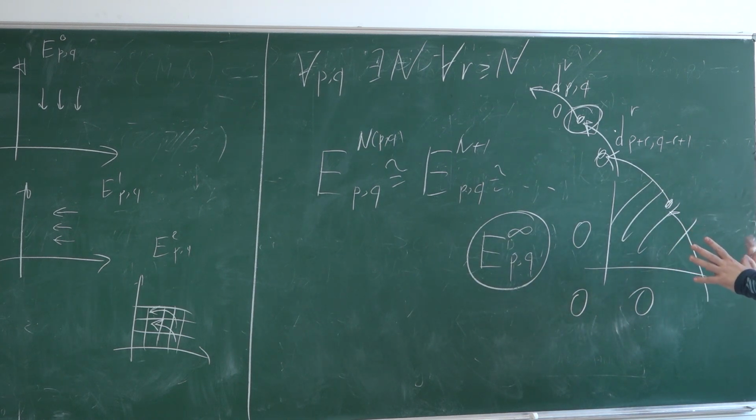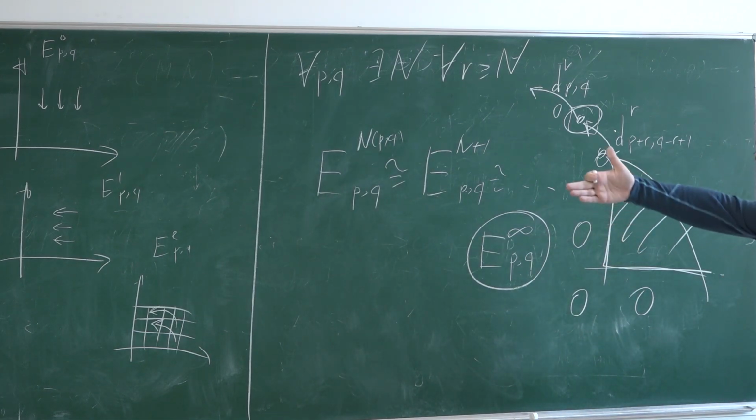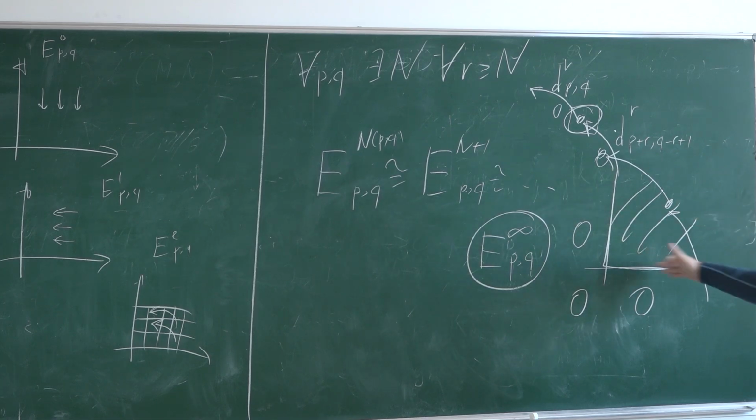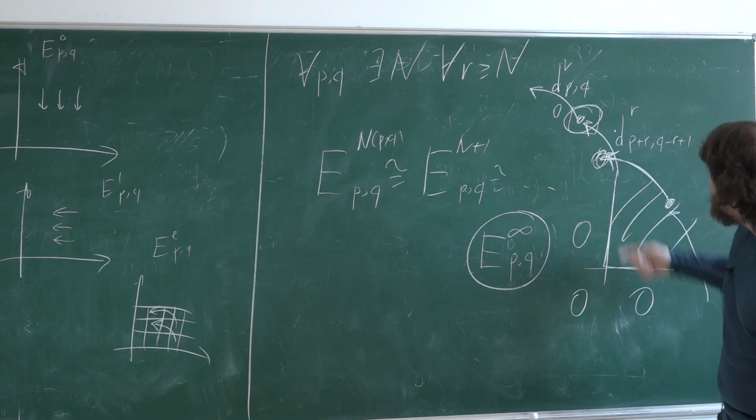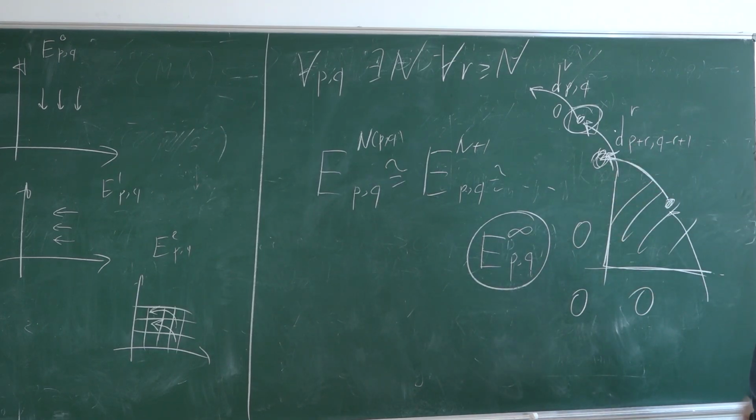For example, if you have some page of the first quadrant, then by definition, all next pages are also from this quadrant. And then you have this stabilization. Because a very big differential goes to negative first coordinate and goes from negative second coordinate. Of course, it depends on P and Q.